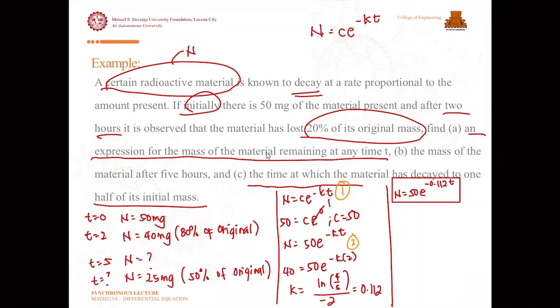Next is what our value is after 5 hours. So N is equals to 50 E negative 0.112 times 5 hours. Okay? So using your calculator, E raised to negative 0.112 times 5. So our value is 28.622 milligrams. Okay? So this is what remains after 5 hours.